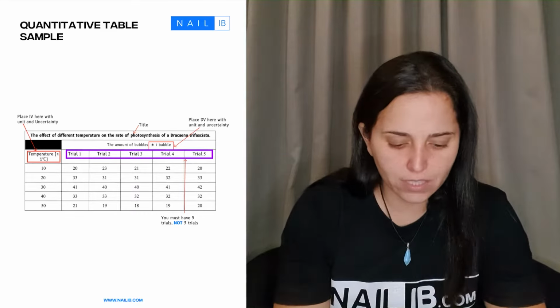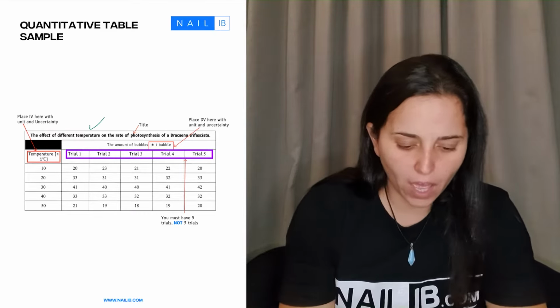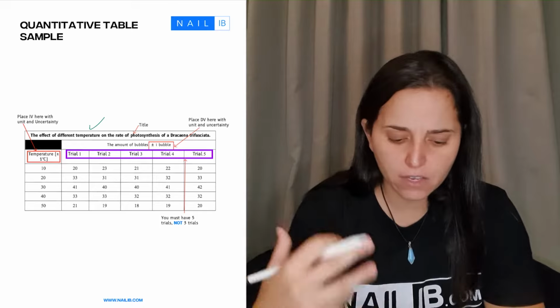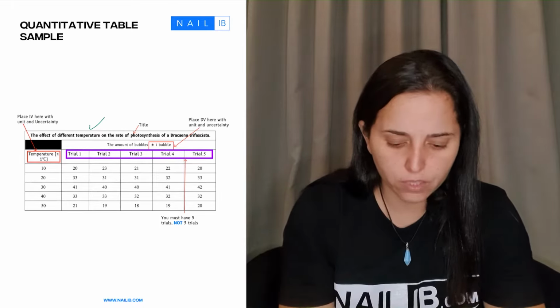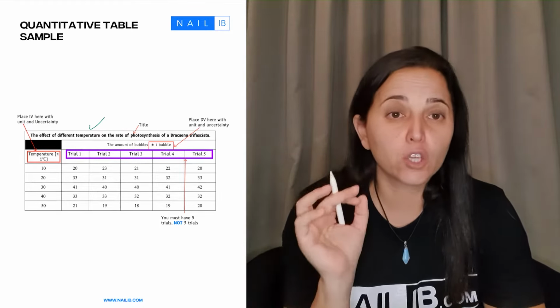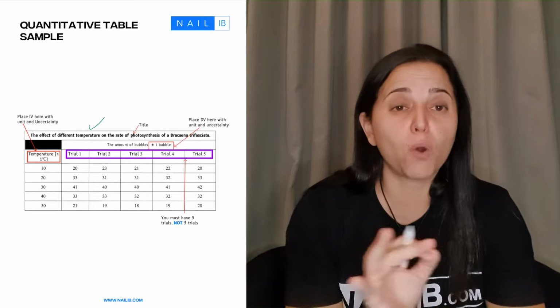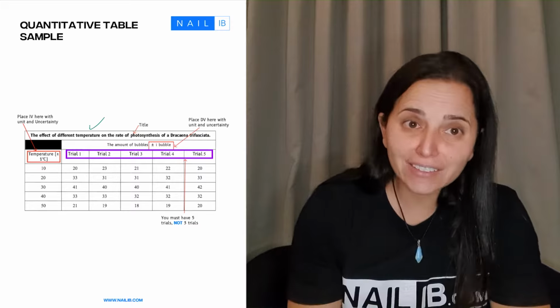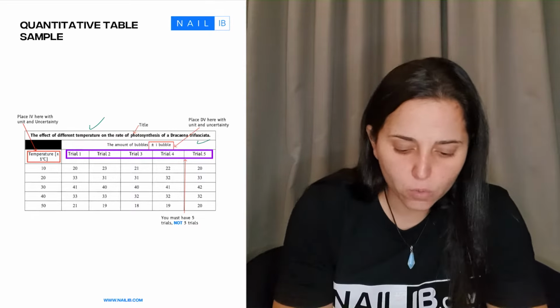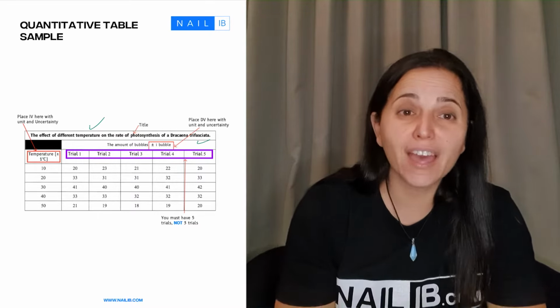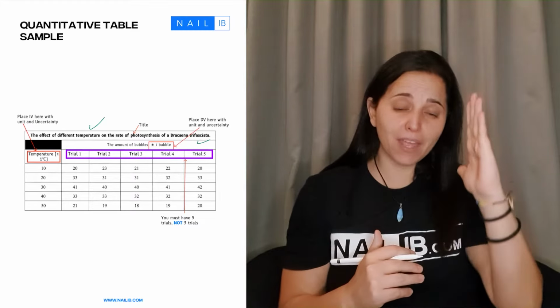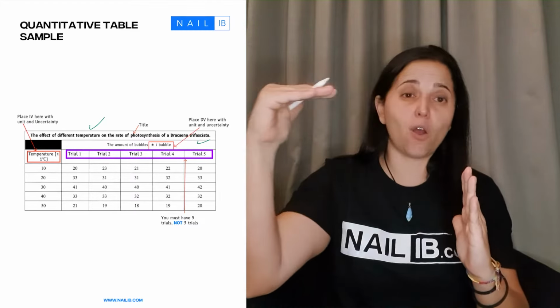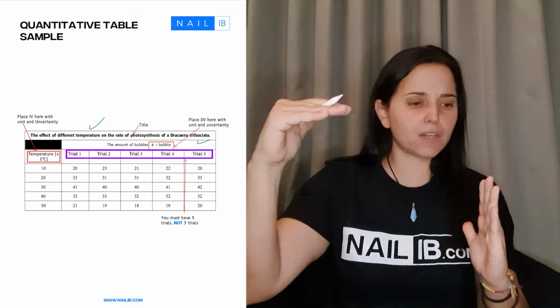In this, you can see that at the top you have the title, which is the effect of different temperatures on the rate of photosynthesis of a plant. You notice it's a full sentence that mentions both. That's the title. Tables have to have titles. Then right under the title, you will have the dependent variable. So you will see the independent in the corner and the dependent on the top. Always do this: independent, dependent.